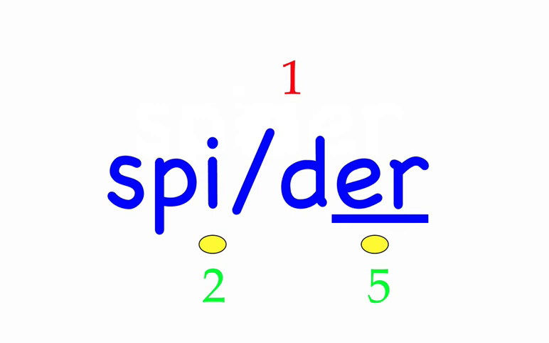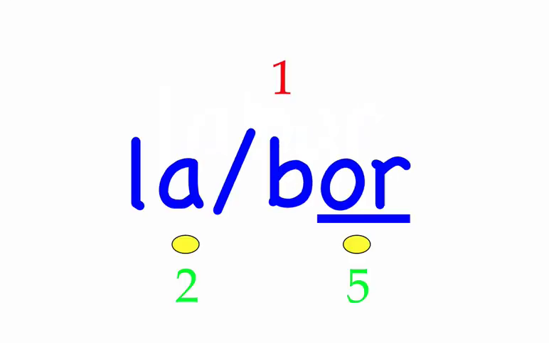Labor. I will labor in the field today. Labor. For spelling, pronounce the word lay-bore. Lay has two sounds: L, A. Bore has two sounds: B, OR. Lay-bore. Mark the word. Labor.